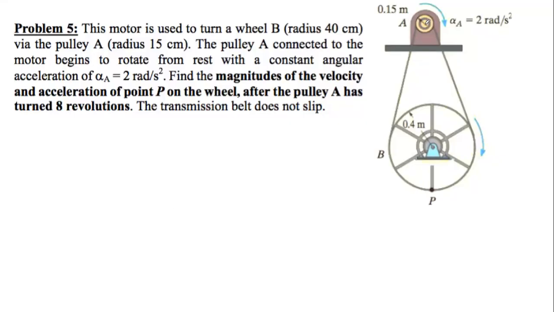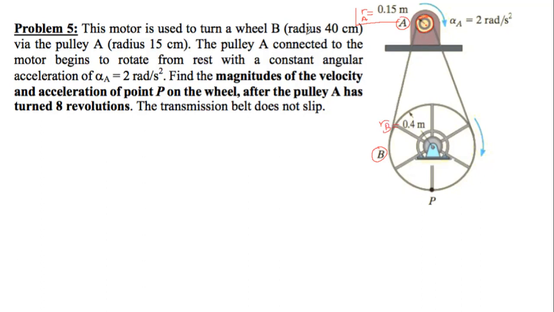Okay, this motor that you are seeing here is used to turn wheel B via a pulley A, and pulley A is here. This is pulley A, as you can see, and the radius of pulley A is 15 centimeters. So this is RA. And what is the radius of wheel B? The radius of wheel B, RB, is equal to 0.4 meters. Good.